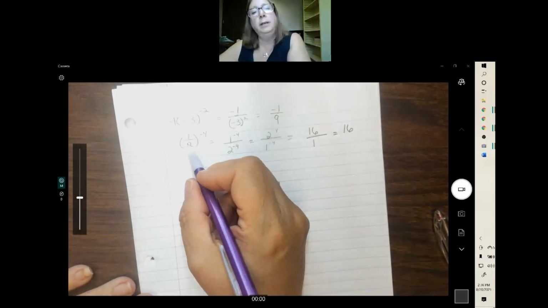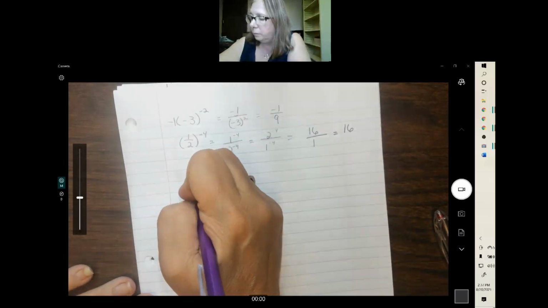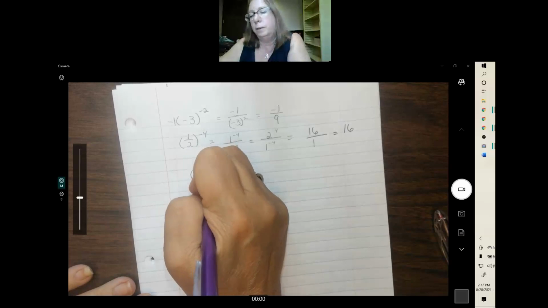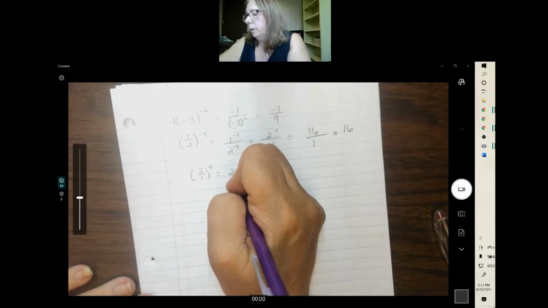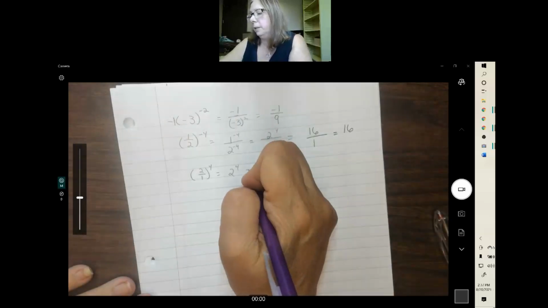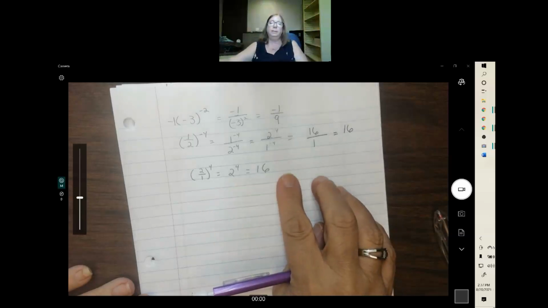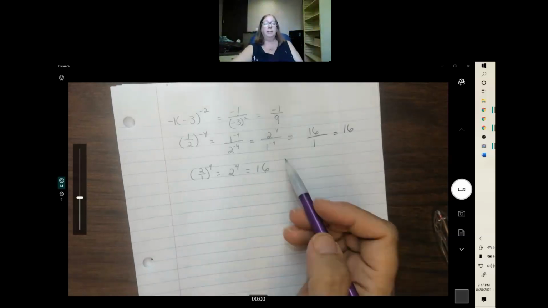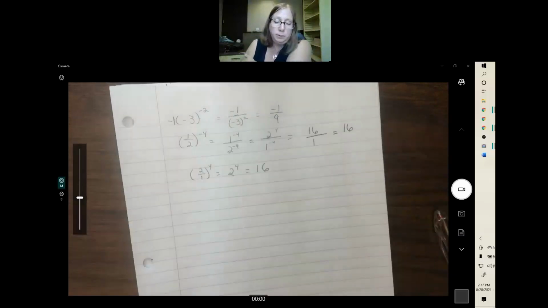Doing it the other way, if we use the negative first, it flips the fraction. 2 over 1 to the 4th, and 2 over 1 is just 2 to the 4th, and then 2 to the 4th is 16. I think it's a little easier to understand. It all depends. If this is a quantity with a bunch of negatives in it, you might want to distribute first, depending on your exponents. Is there any questions on that?